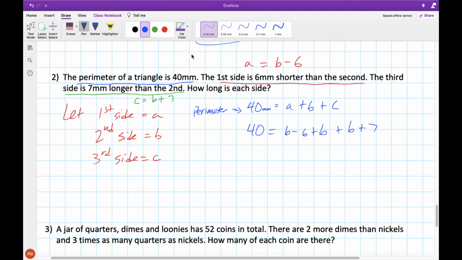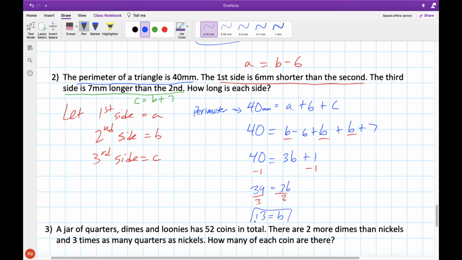plus 7. Now we can group together our like terms. We've got 3 copies of B here. -7 plus 6 is like plus 1. We can move the 1 over to the other side by subtracting 1 on both sides. And then we can divide both sides by 3.